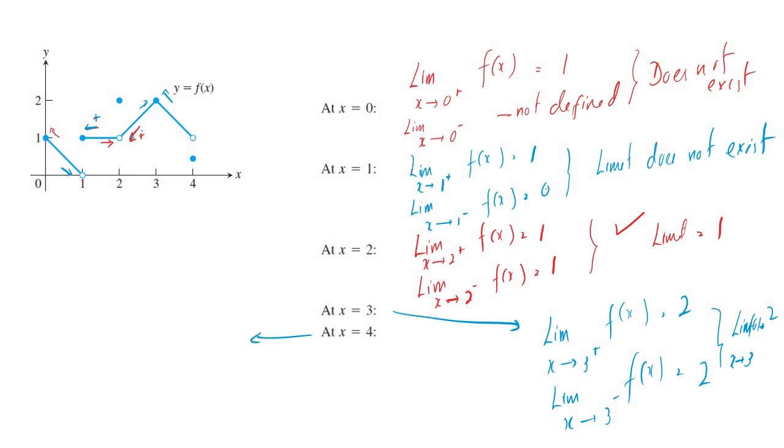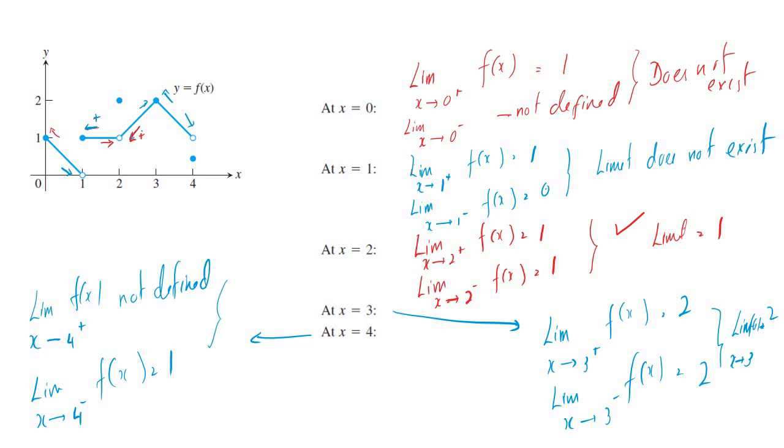Let's look at the fourth example. At 4, the limit as x tends to 4 from the positive side is not defined. It does not exist. And the limit of f(x) as x tends to 4 from the negative side, we see f(x) is equal to 1. So the limit at 4 does not exist because one side is not defined.